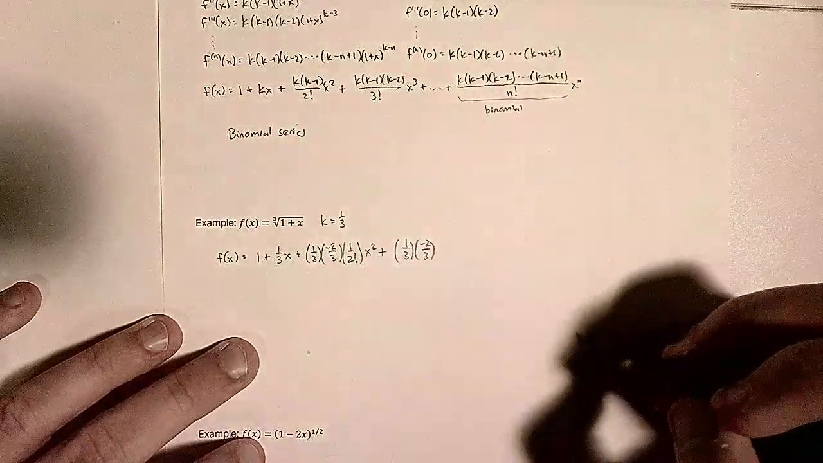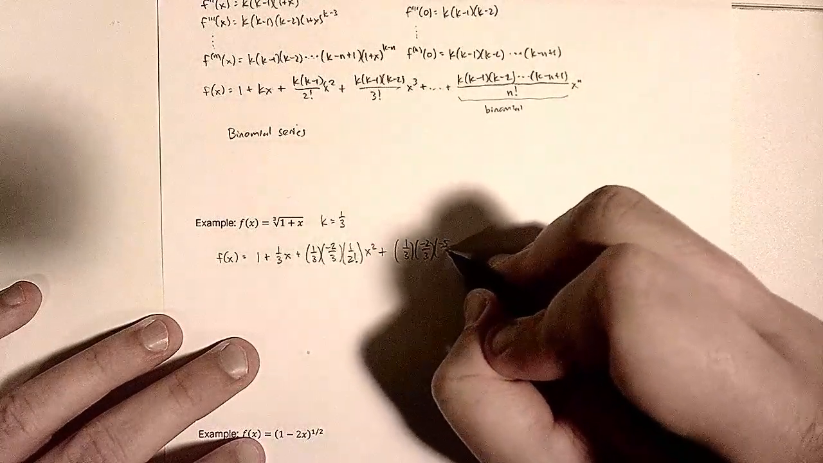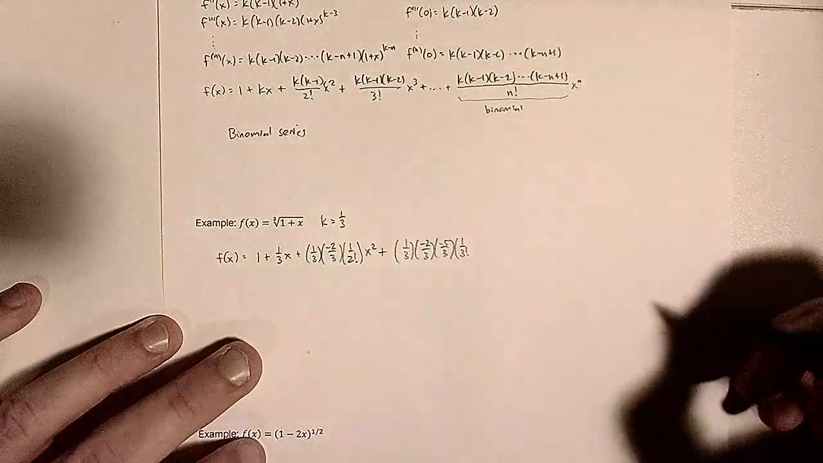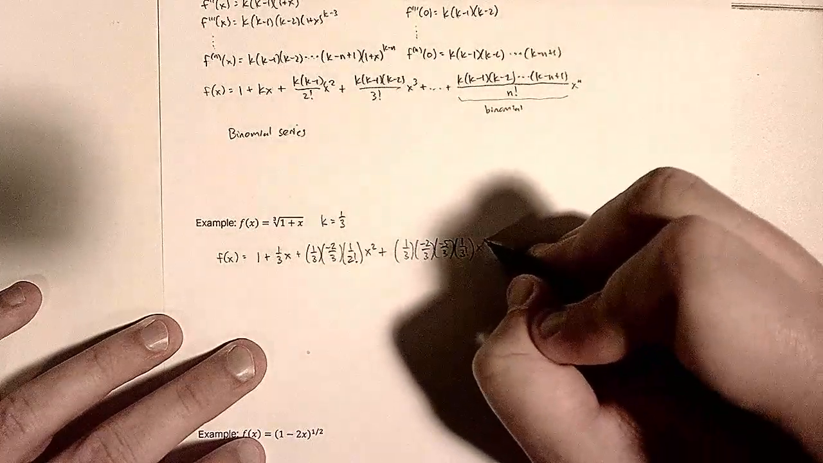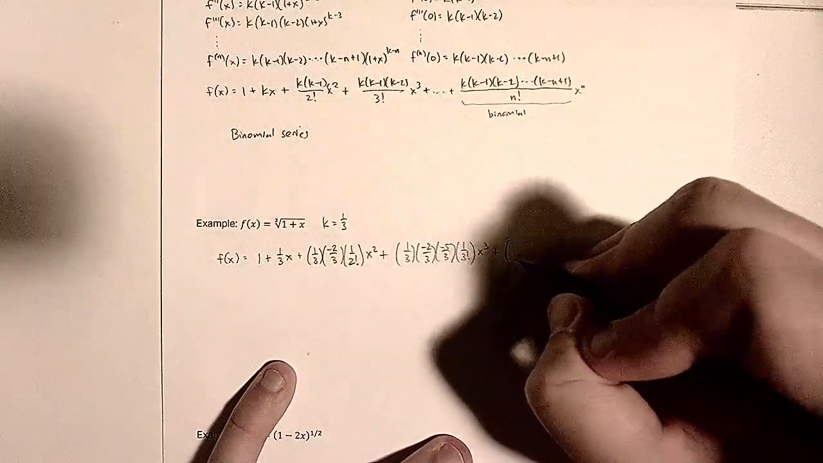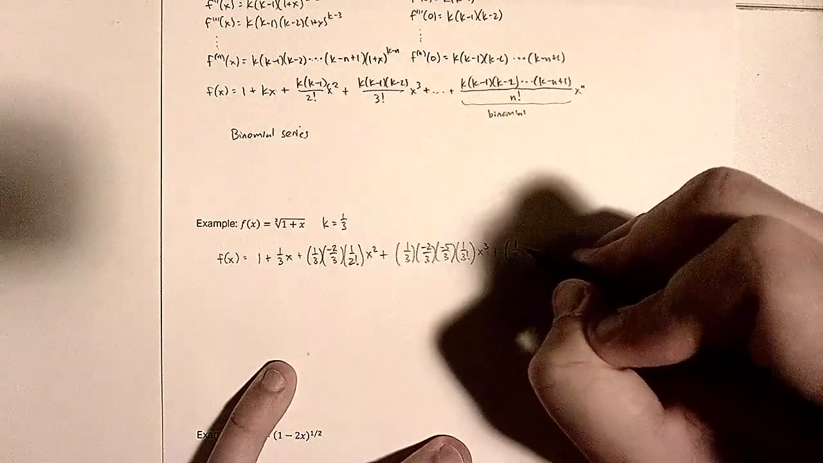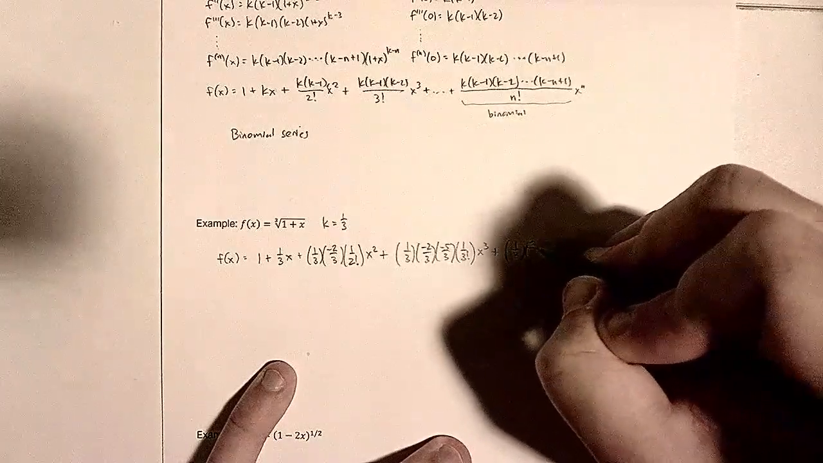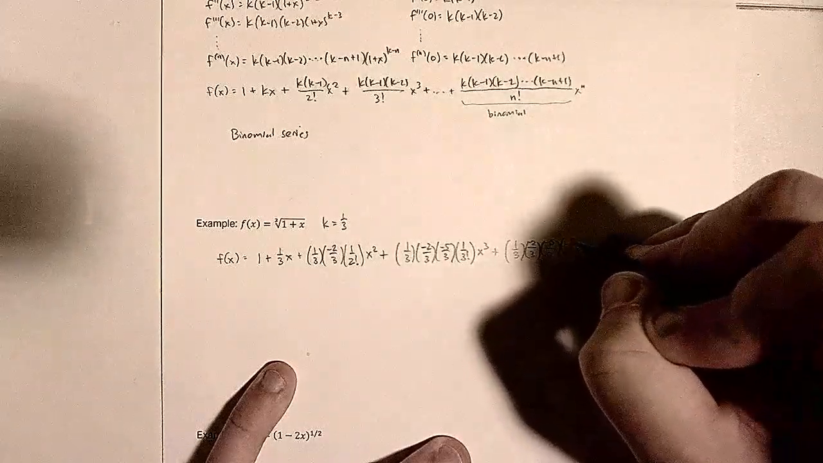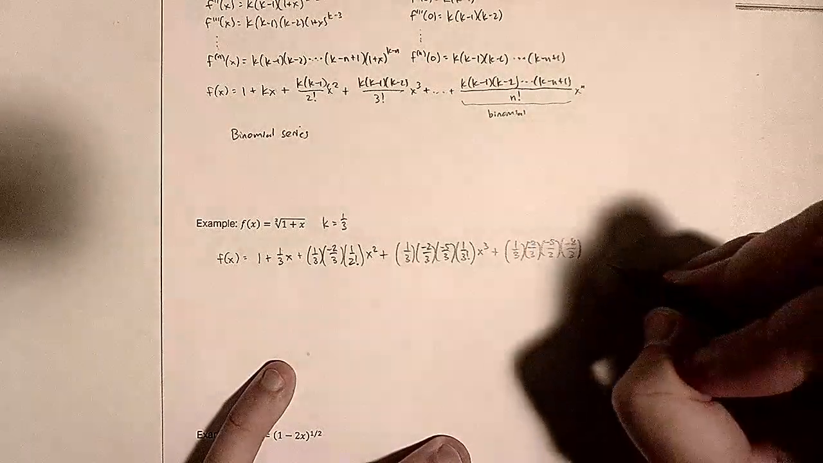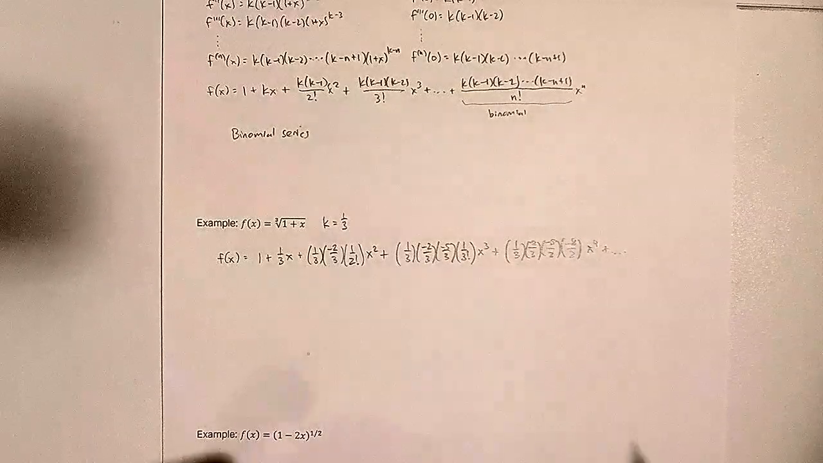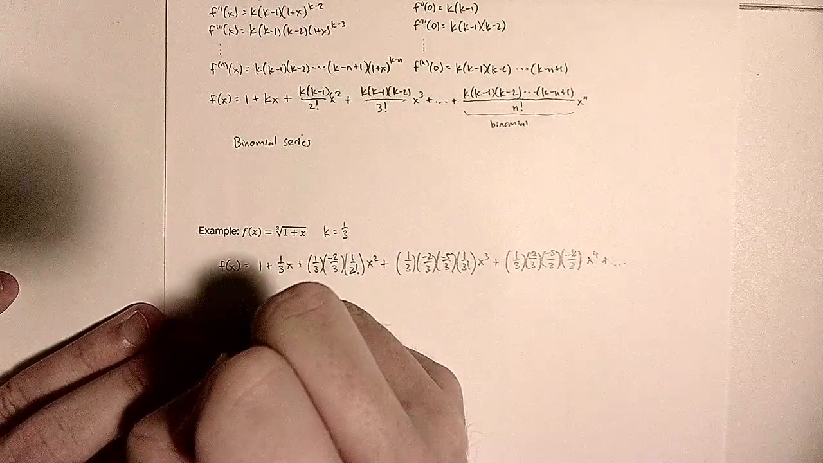Now we need to take off another 1 from that, and we get negative 5/3. And we have 1 over 3 factorial, x to the third. And just for fun, let's do one more term. So once again, 1/3, negative 2/3, negative 5/3, minus 1 again gives us negative 8/3, x to the fourth, and so on.